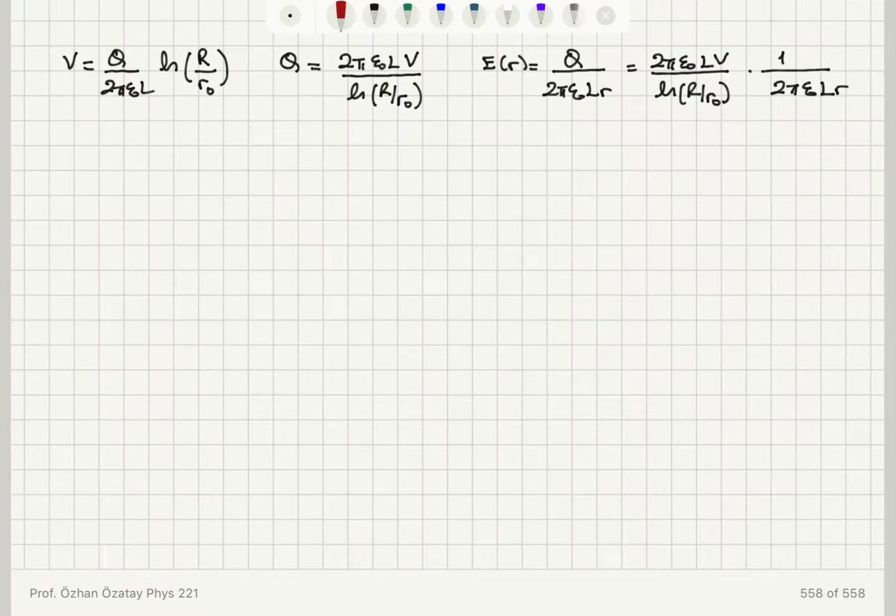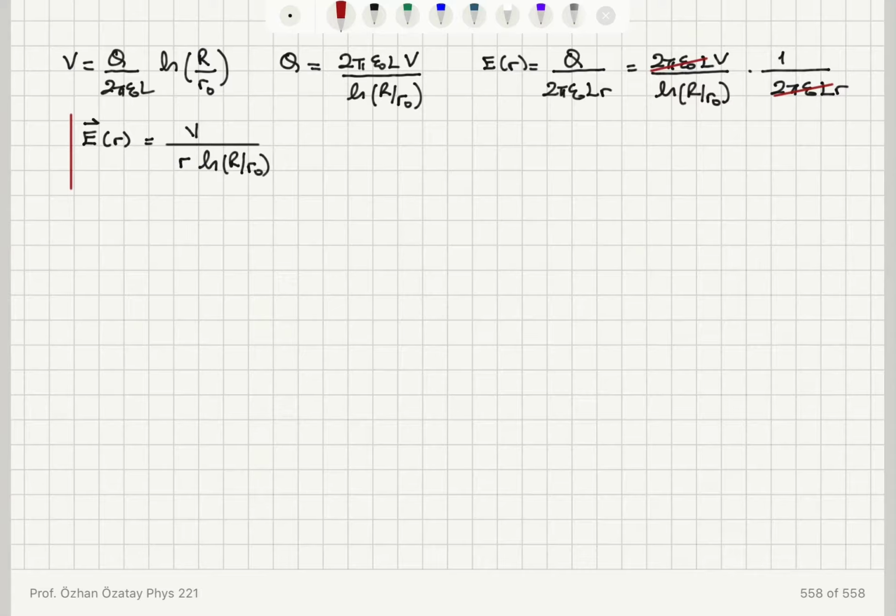So here you can see 2 pi epsilon 0 L, 2 pi epsilon 0 L will cancel, and I will find that the electric field, the electrostatic field, as a function of r, let me write this in vector form, can be written as the potential difference V, divided by r natural logarithm capital R divided by R0.